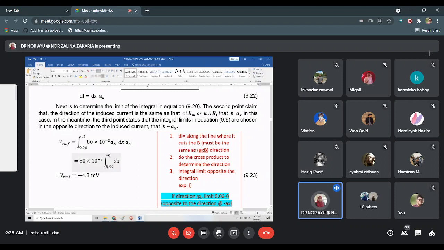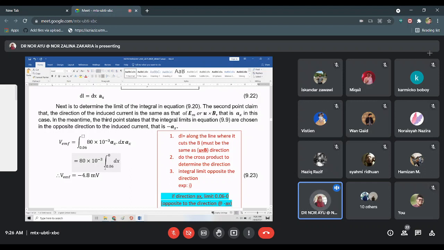Okay, so instead of 0 until 0.06, okay, kalau 0 sampai 0.06, that will be positive value, kan? So if 0.06 to 0, that will be negative value. Okay, so that is what it means by negative direction. So because of this, AX is positive direction. So by Lenz's law, you need to oppose the direction of the current. So that's why you need to put negative direction for the limit.